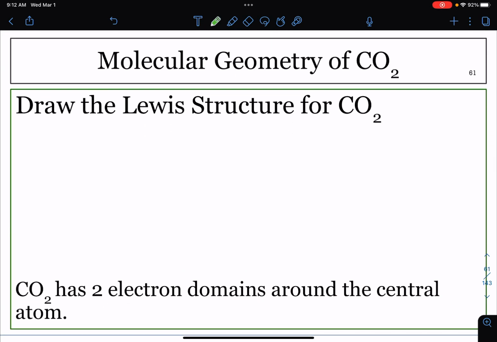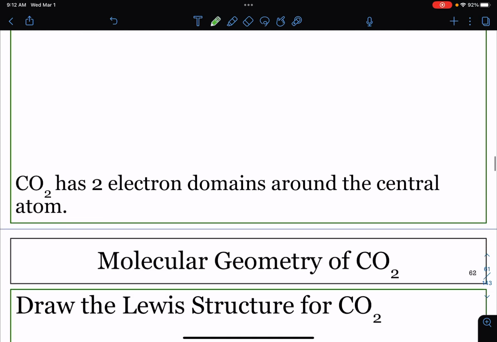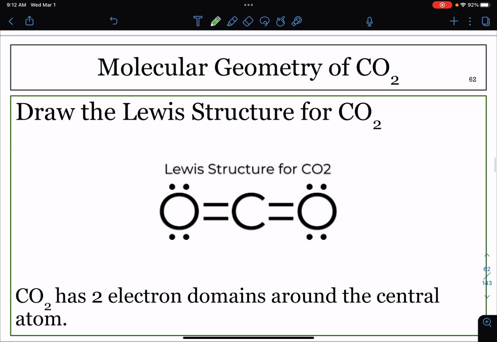All right, so now that we've reviewed the octet rule, let's learn how to determine the molecular geometry, which means the molecular shape of the molecule, from a Lewis structure. So first, let's pause the video to draw the Lewis structure for CO2. Here is the answer. Here's the Lewis structure for CO2.